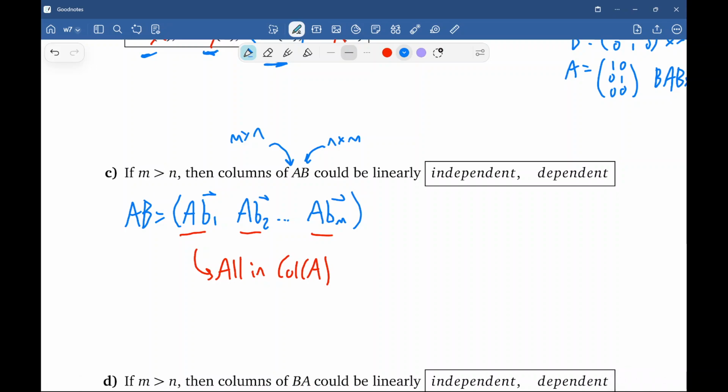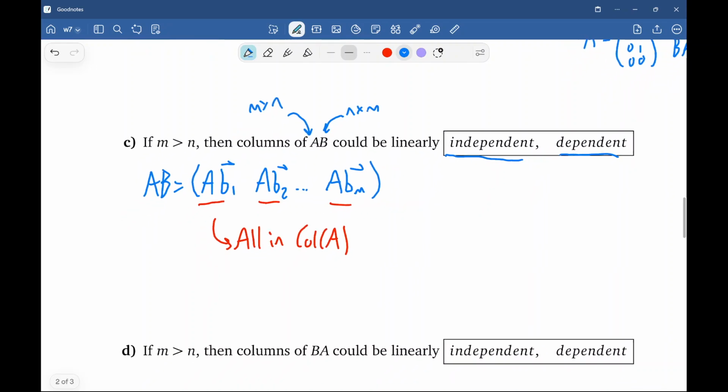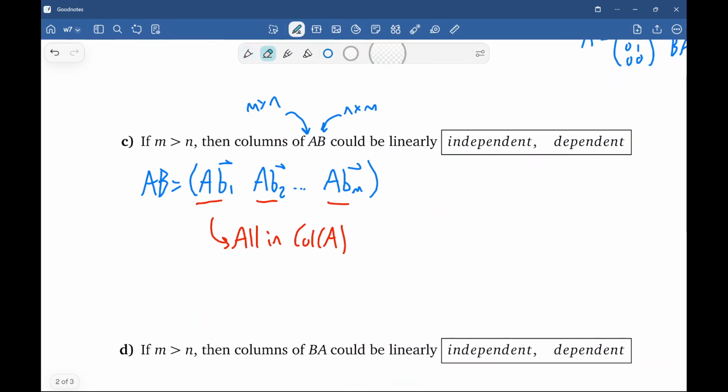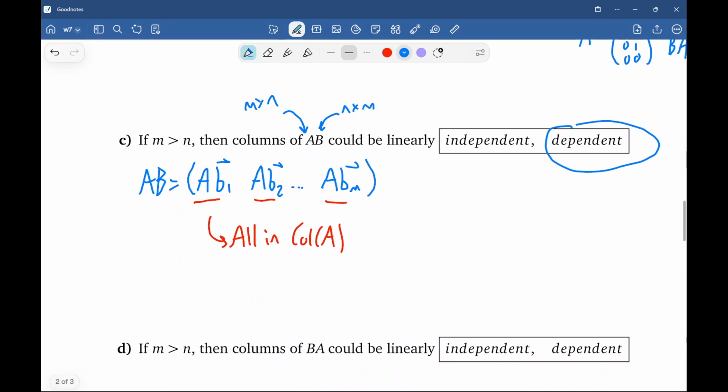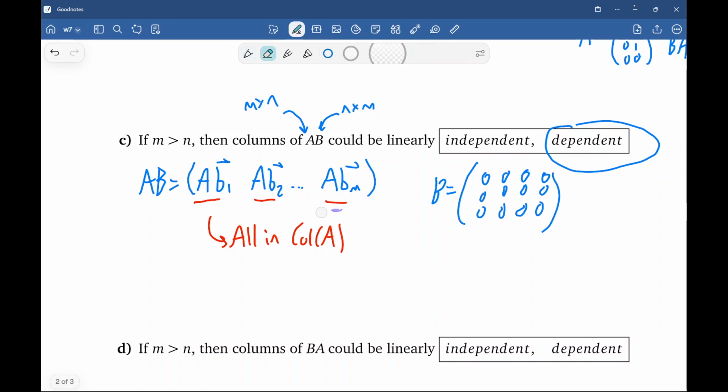We want to find out whether they can be linearly independent or dependent. One thing I'm going to say first is that they definitely could be dependent. That's definitely possible. Because what if B is just like the zero matrix? It just has a bunch of zeros. Then all of these vectors back over here are going to be the same vector. They're just going to be the zero vector. And so they're definitely going to be linearly dependent.